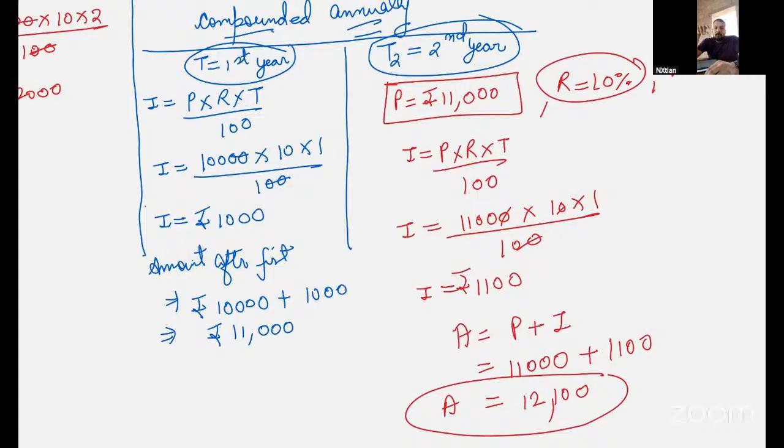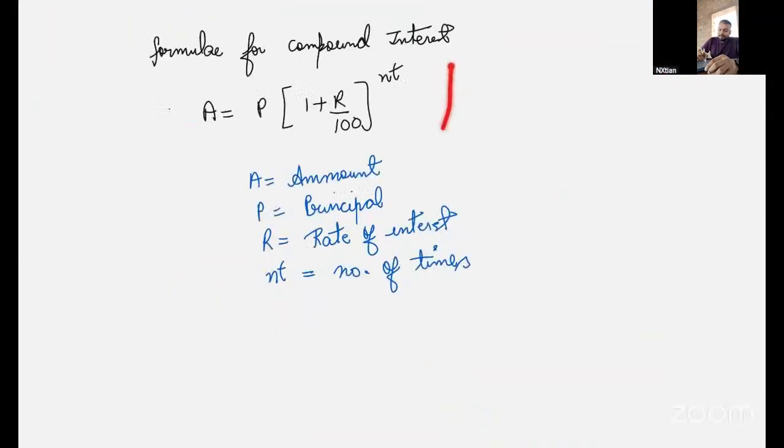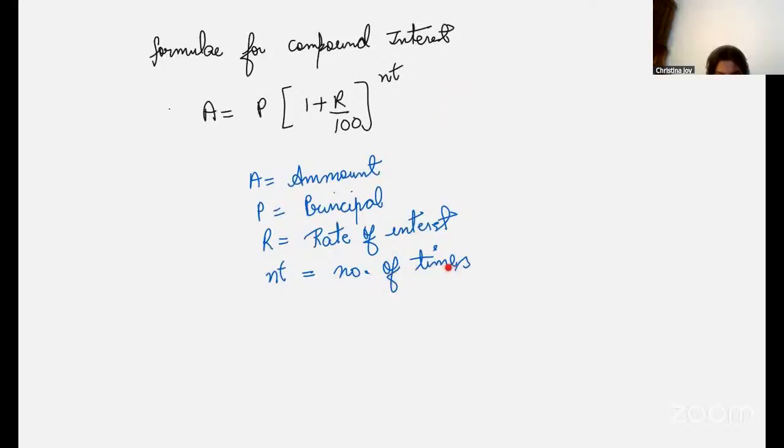I will ask this question now from Christian. Christian, if it is compounded annually and time period is 3, so how many times you have to calculate the interest? Sir, we have to calculate it 3 times. 3 times. So what is the value of NT then? What is the value of NT in that case? 3. Perfect.